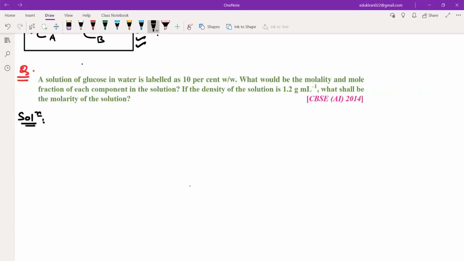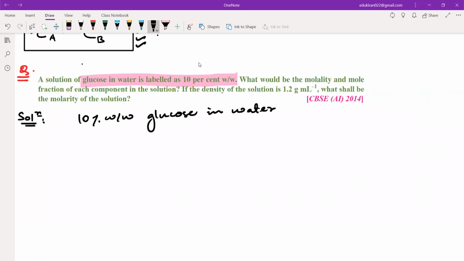Solution of glucose. Done. Okay. Now listen here very carefully. The most important line in this whole question is glucose in water labeled as 10% W by W. What does that mean? Glucose in water. So what will be the translation for this? 10% W by W. They have given us this statement.